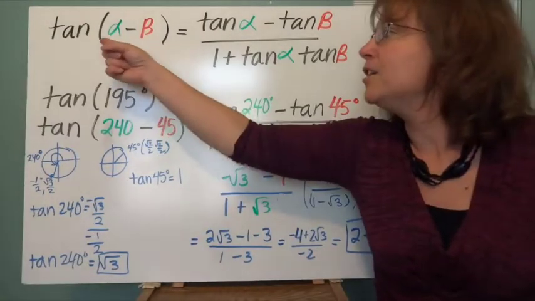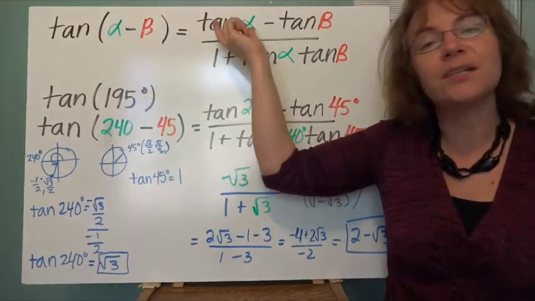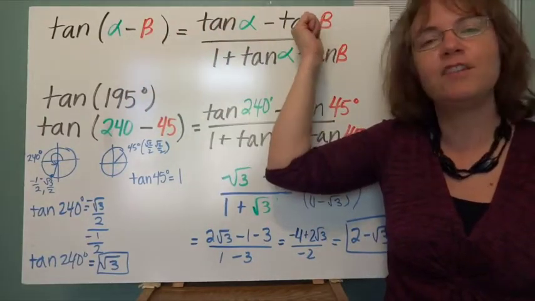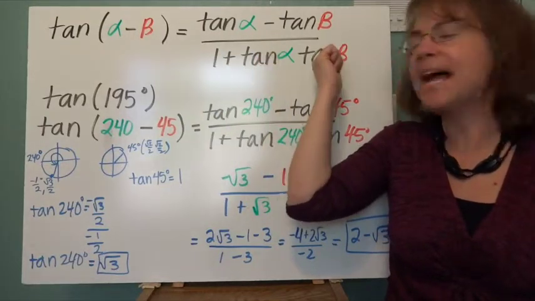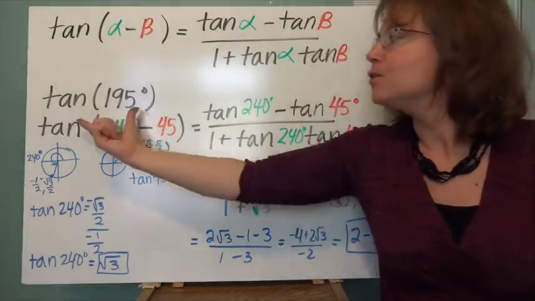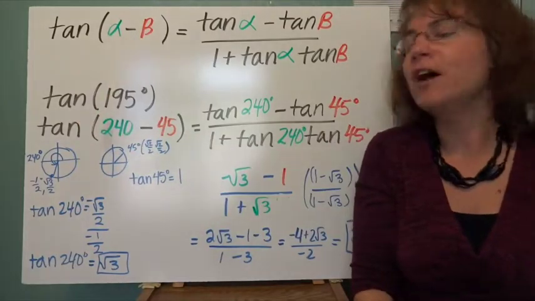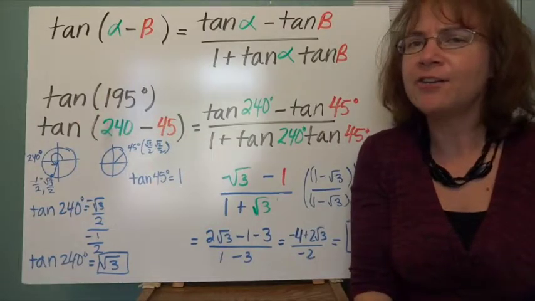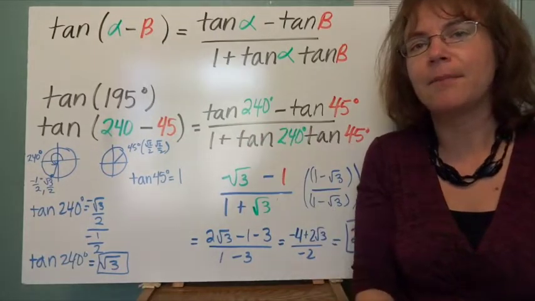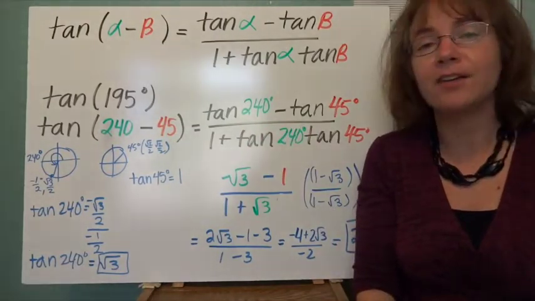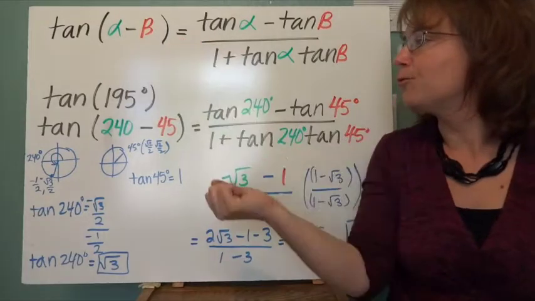And so tangent of alpha minus beta equals tangent of alpha minus tangent of beta all over 1 plus tangent of alpha times tangent of beta. So if we're given something like tangent of 195 degrees, well, 195 degrees isn't on the unit circle, so I'm not going to be able to take my y value over my x value. So that's when I'm going to use this formula.